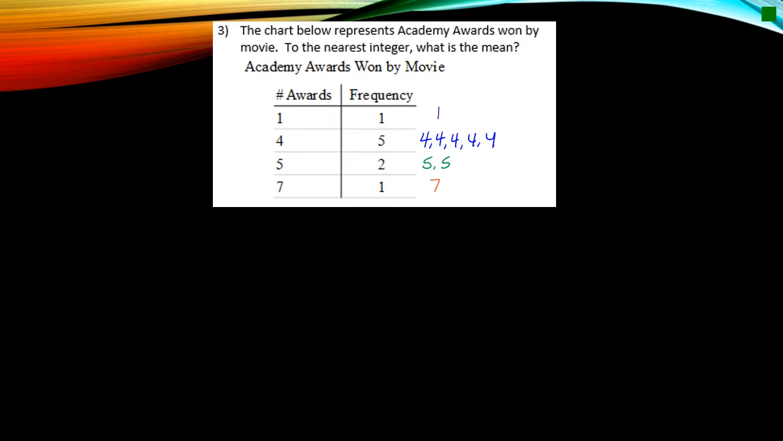So now in order to calculate the mean, I would add up all my numbers and divide by how many numbers there are. So I'm going to do that down here. So 1 plus 4 5 times, plus 5 twice, plus 7 once. And then if you count how many numbers I have here, there are 9 of them. And when you add this all up in your calculator and divide by 9, you end up getting 4.2 repeating.